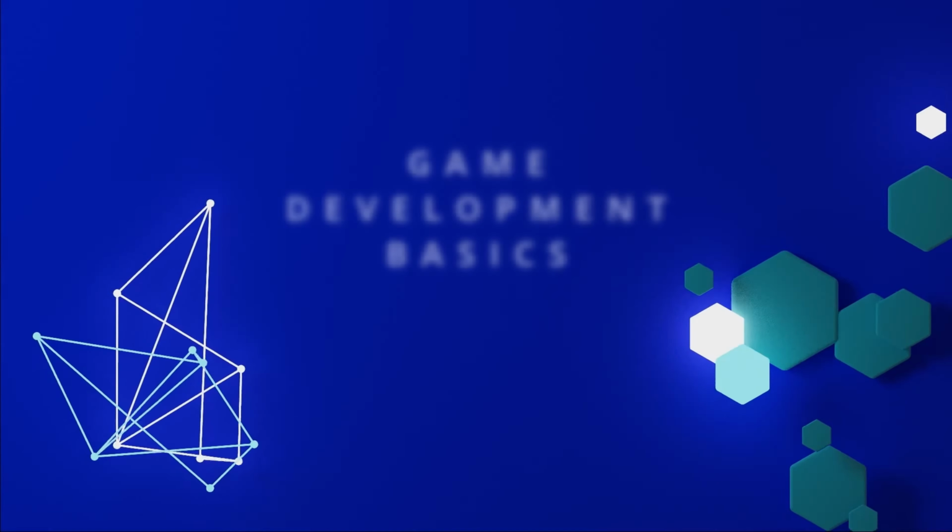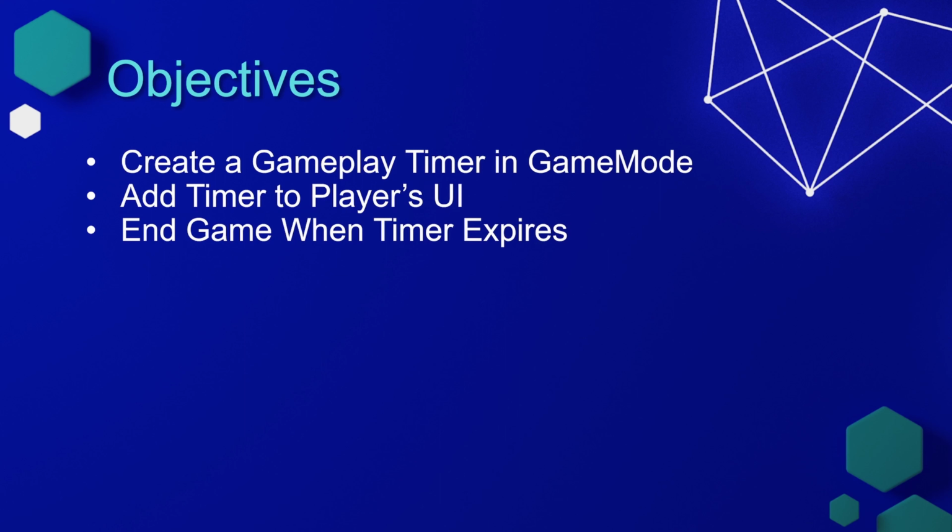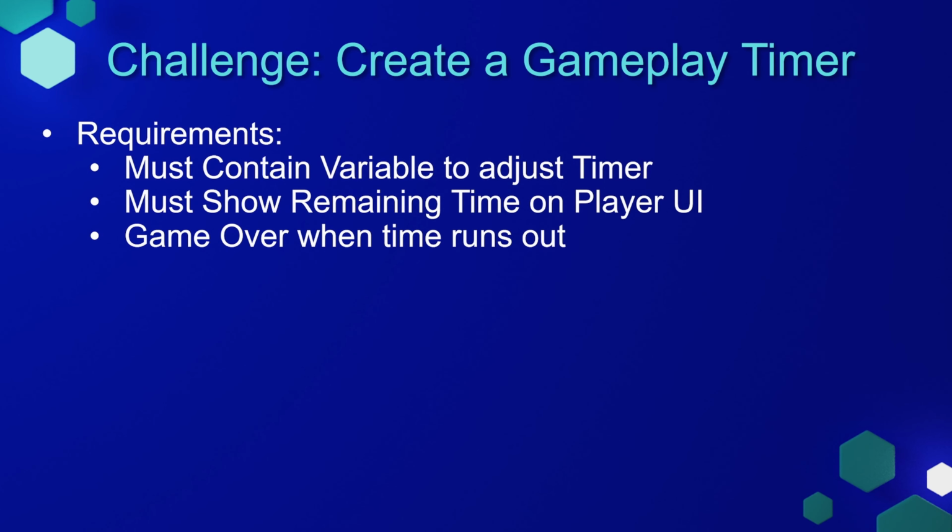Our objectives for this lesson are to create a gameplay timer in our game mode that handles the losing condition for our game. We're also going to add a timer to the player's UI so they can keep track of how much time they have left. And then when the timer expires, we're going to end the game. And this entire lesson is going to be a challenge for you.